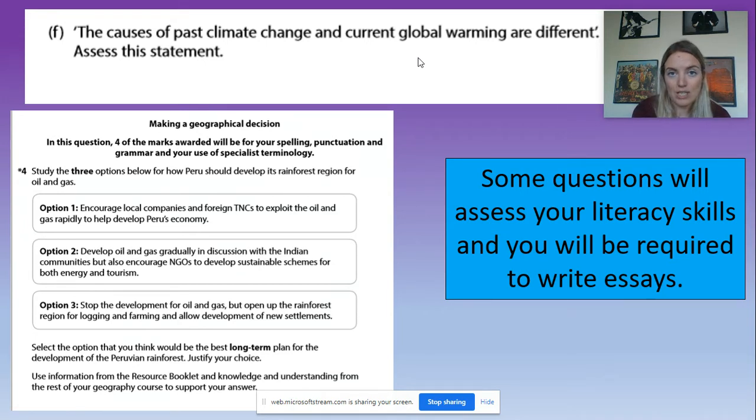The skills that you need to do that is what we build on throughout the 2 years. So don't worry about that. Obviously, we teach you those skills, but that's an example of how it is assessed.